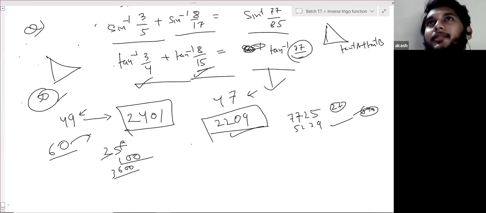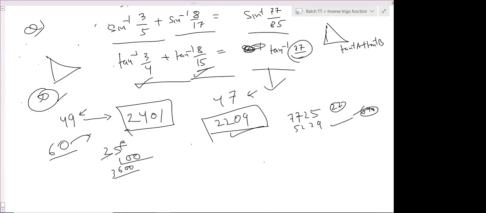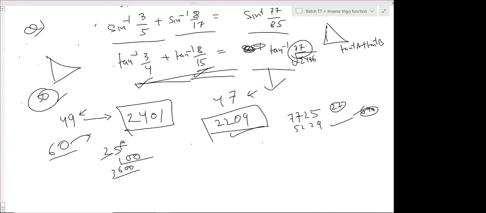2496. I don't think there is a root for that. 2496. Don't worry, just write under root 2496. You'll get the same value from here also, if this is true.